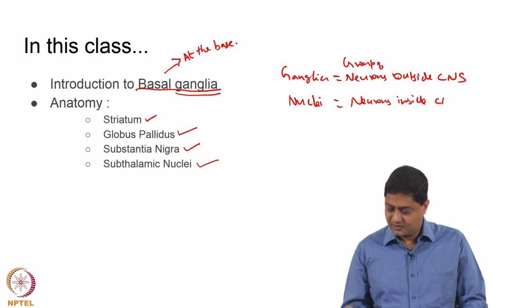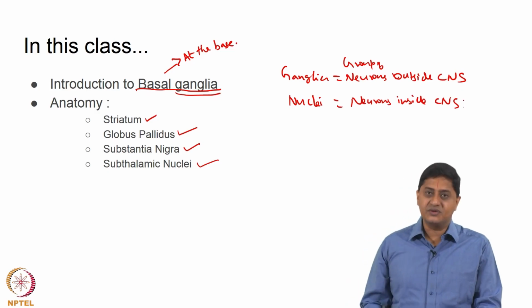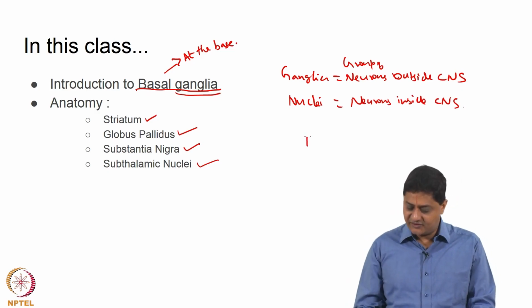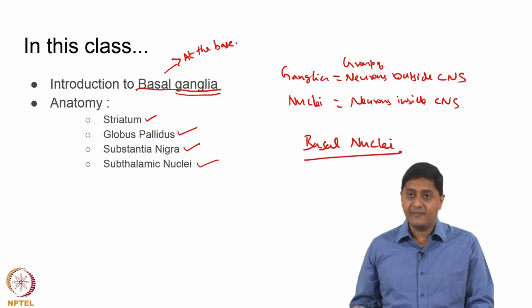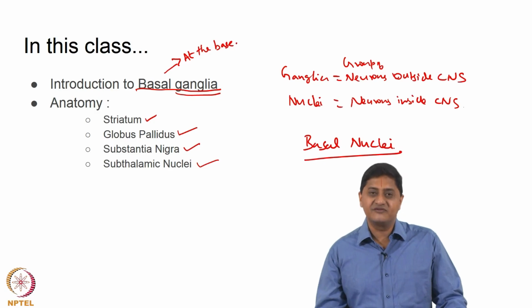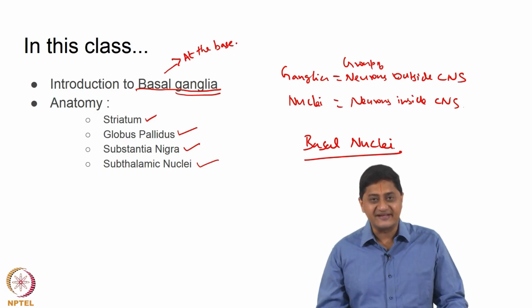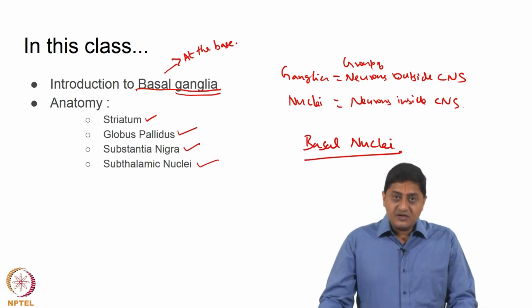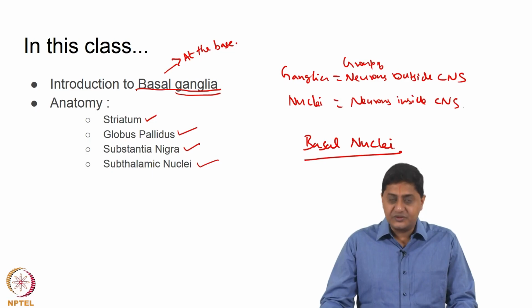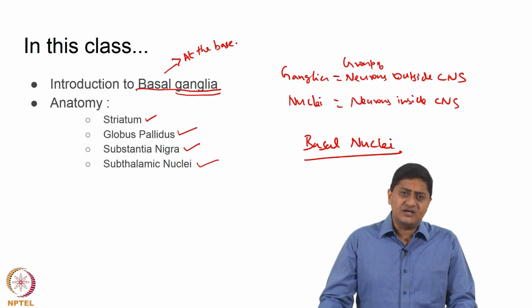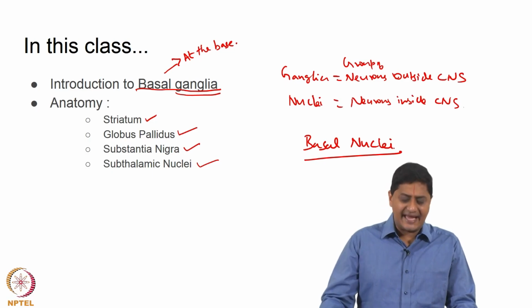This is also the reason why nowadays basal ganglia is frequently referred to as basal nuclei. This is the modern name. However, traditionally we have been referring to basal ganglia as basal ganglia. So, in this class we will refer to basal ganglia as basal ganglia and not basal nuclei. The textbooks also refer to them as ganglia.